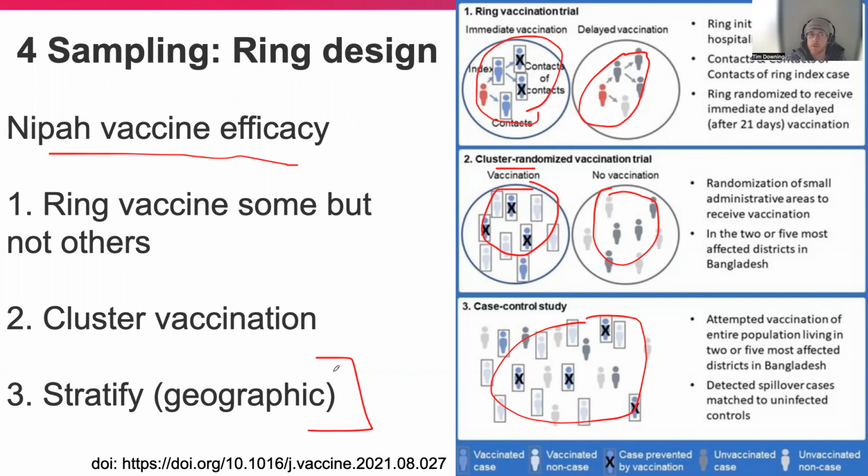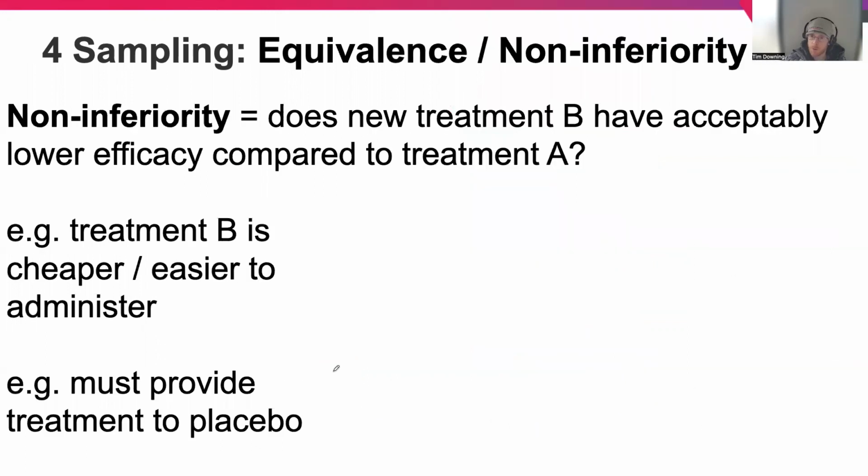Another nuance with sampling is to think about the efficacy of treatments. So we might be looking at antibody treatment, and we can think about these special terms: equivalence and non-inferiority. So non-inferiority indicates that some new treatment has acceptably lower efficacy compared to the existing treatment. So this might be for good reasons. Treatment B might be cheaper or easier to administer.